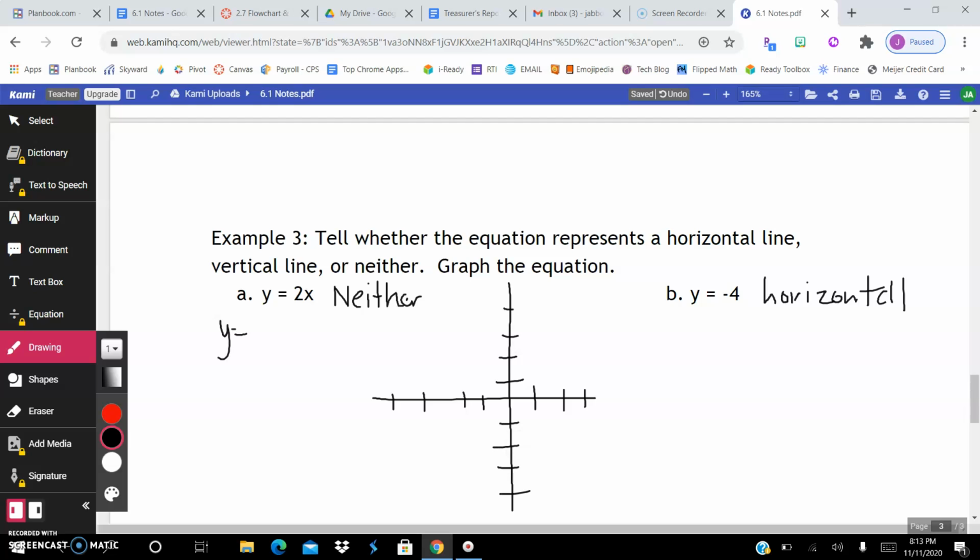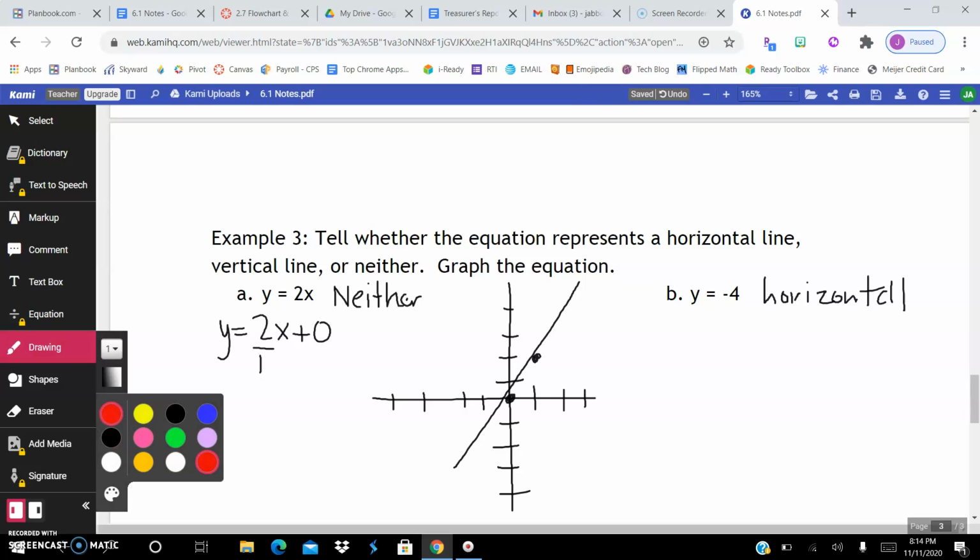This is y equals 2x plus 0 because we don't have a b value, so it's got to be a 0. So we're going to start at 0, 0. And then our slope is 2. If we make that a fraction, it's 2 over 1. So that means our rise 2, run 1. So up 2 over 1 would be right here. And that would be the graph of that line. And then y equals -4. So if I went down to -4, it's going to be here no matter what x is. Our y value would be a -4.